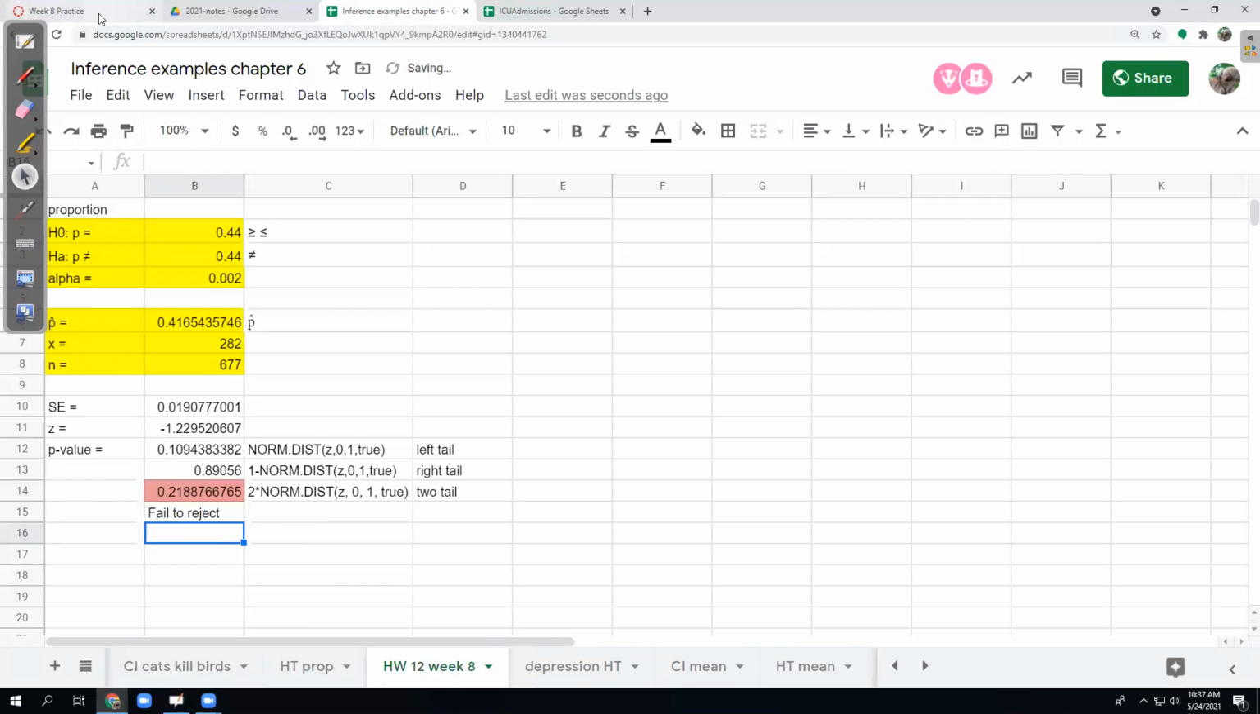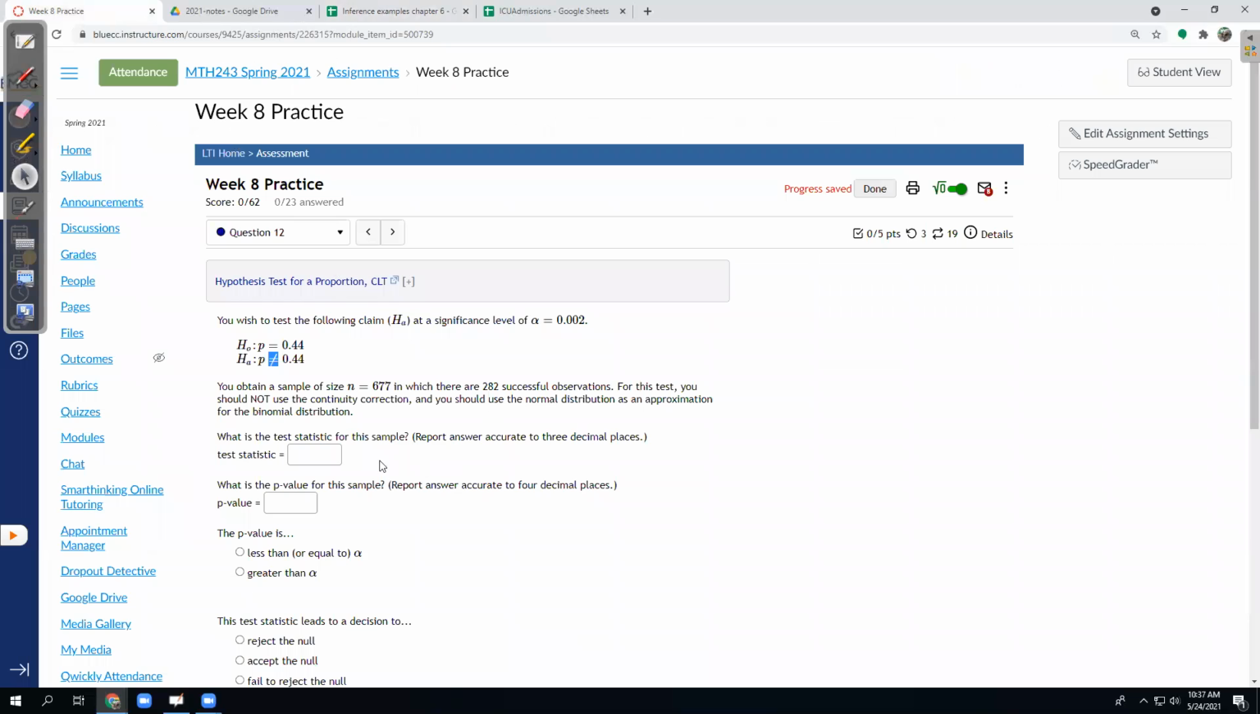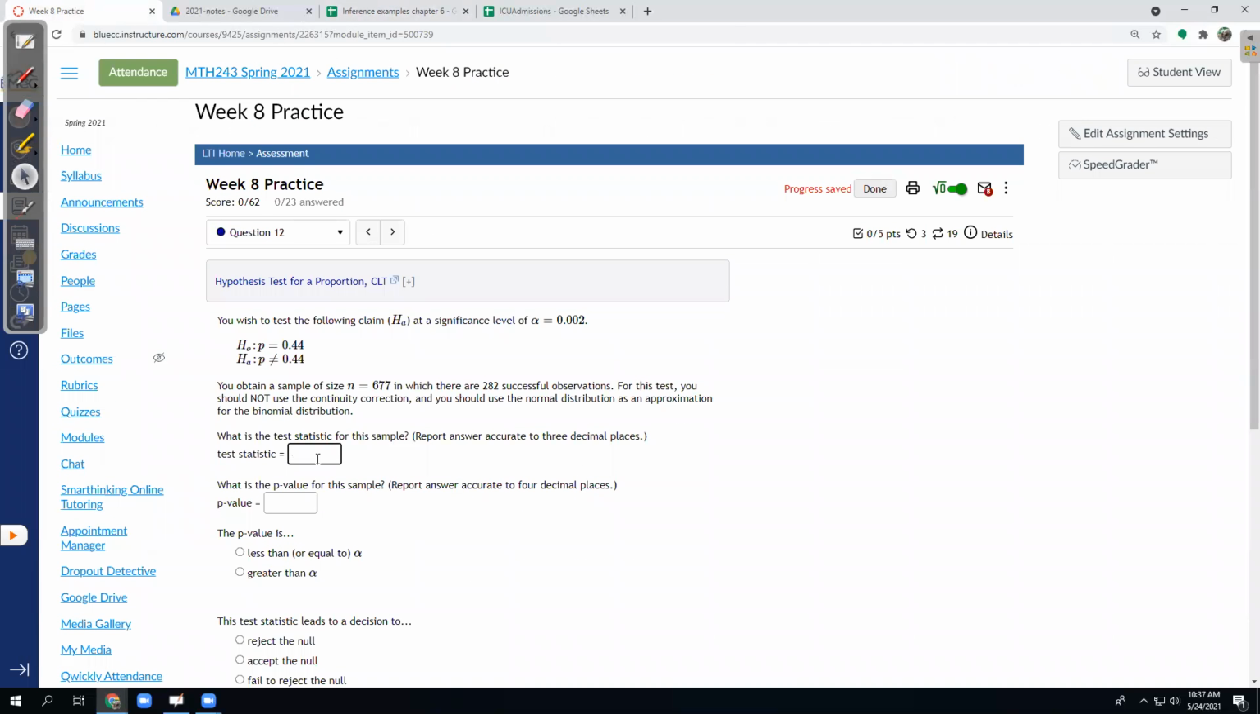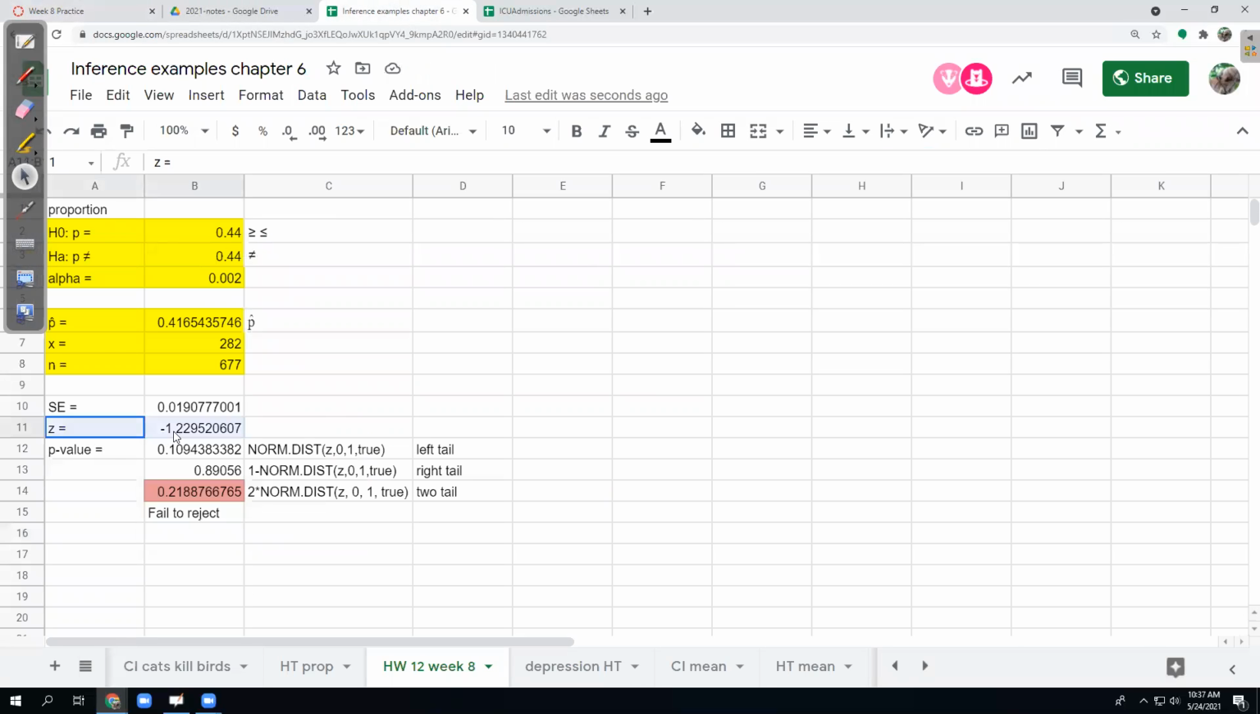All right, so if I go back here, and again, if some of these are marked wrong and you're not sure why, you think your work's right, send me a little message and I'll look into it. So my test statistic, according to my spreadsheet, that's my z-score. And they wanted, what, 3 places? So that 5 is going to round that 9 up. So that's going to be negative 1.230. Yep.